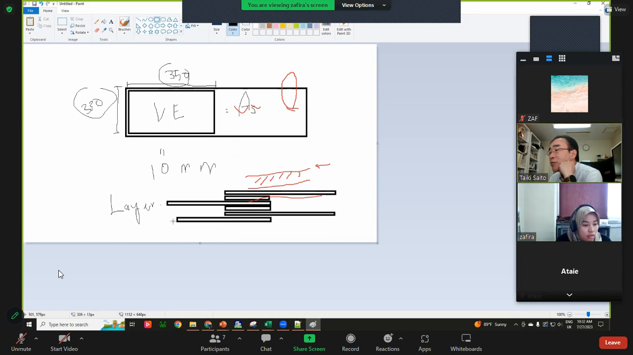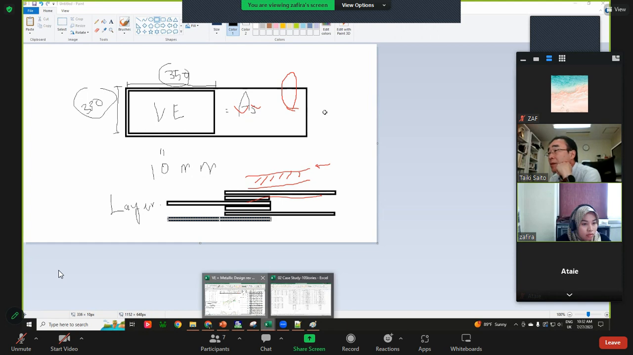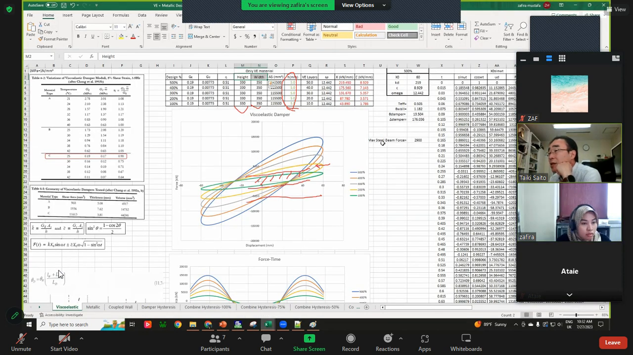So how much each plate? Each plate thickness is 5 mm. So this one 5 mm, 5 mm, 5 mm. Okay, so if you multiply twice, it will be total almost. Okay, could you go back to the Excel file? So in case of 250 for viscoelastic, including steel, it will be 50 centimeter.